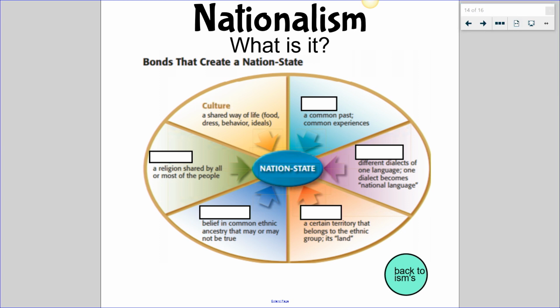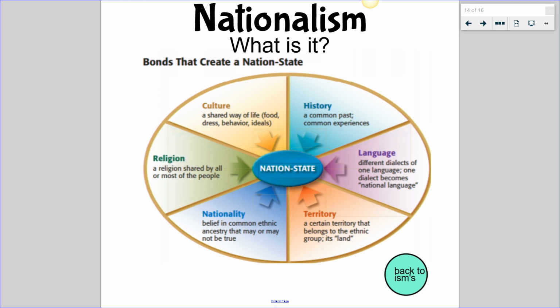That might be music, food, dress, behavior, whatever. Common history. They share common experiences that bind them together. Common language, common territory or land, common nationality, even sometimes a religion. Now, a nation doesn't have to be all of these things, but it'll encompass these things that bind people together.